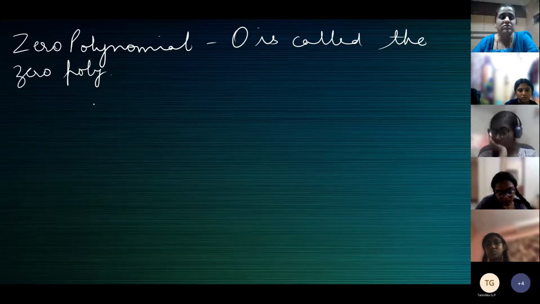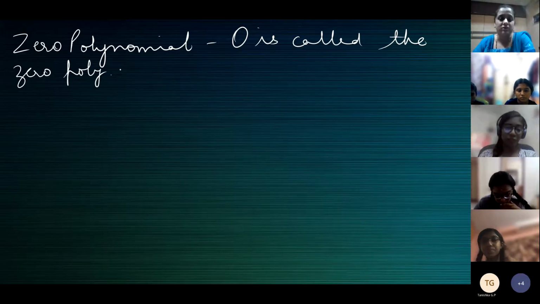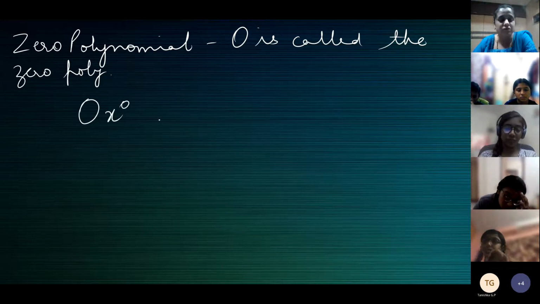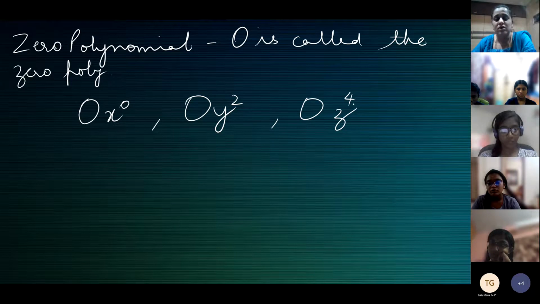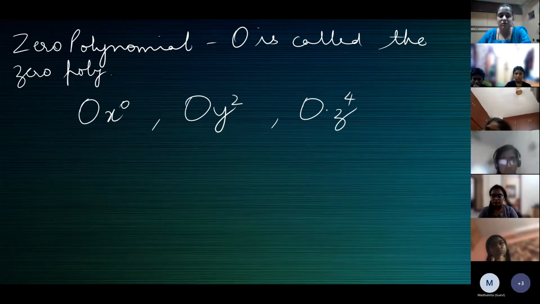Now, what is the degree of zero, or what is the degree of a zero polynomial? Now, 0 can be written as 0x to the power 0. You can also write 0 as 0y to the power 2. You can write 0 as 0z to the power 4, because z to the power 4 into 0 is 0.